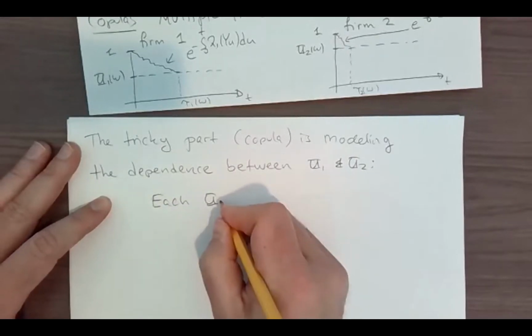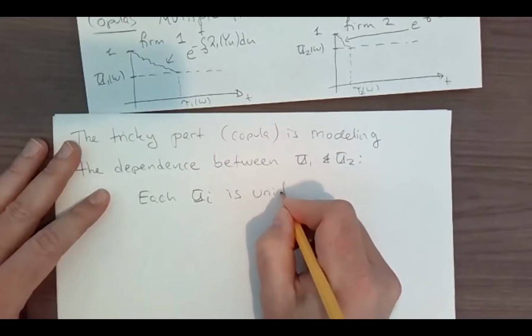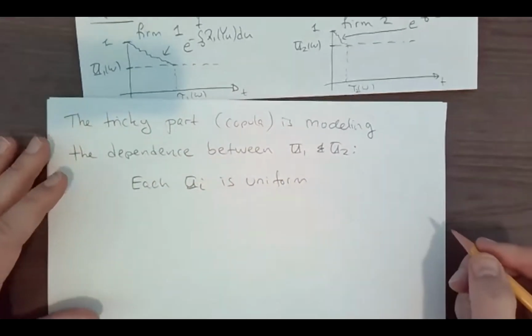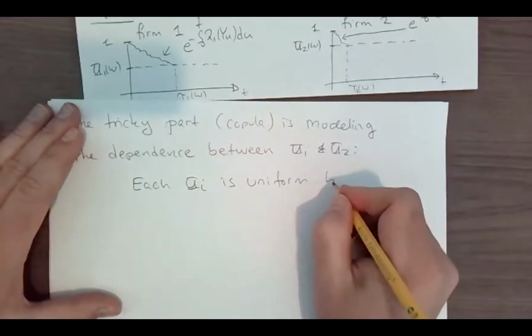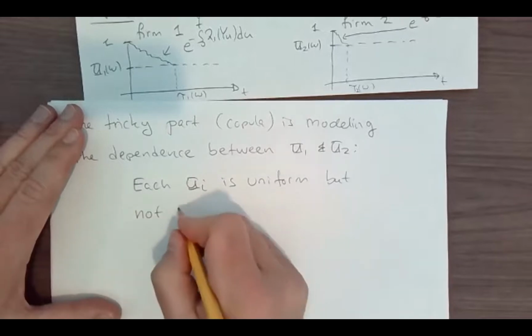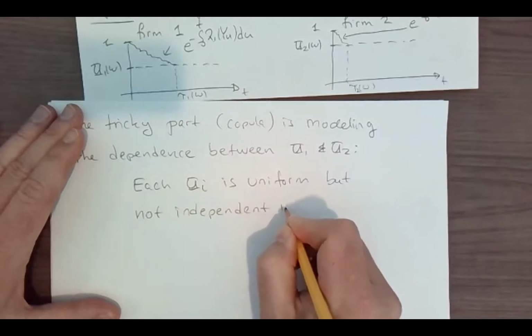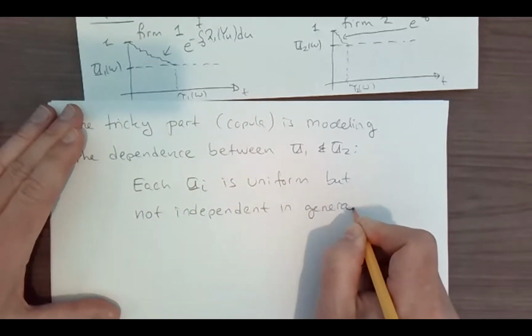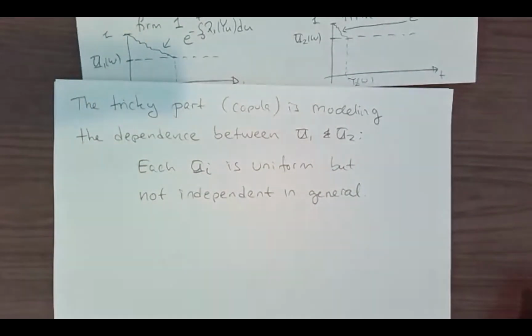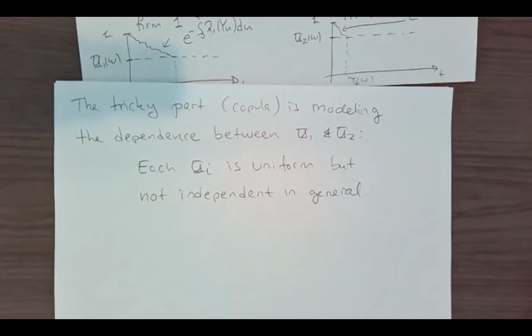Each U_i is uniform, but they're not independent in general. So this is what copulas are all about. They allow us to model the joint distribution of two uniforms.